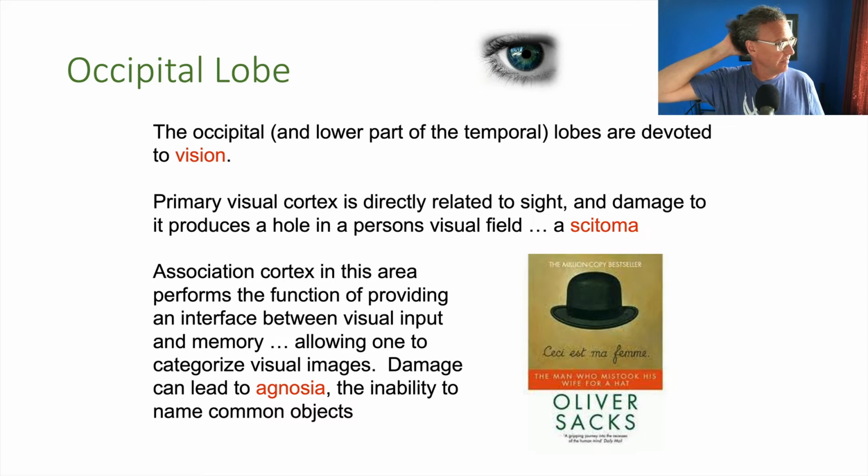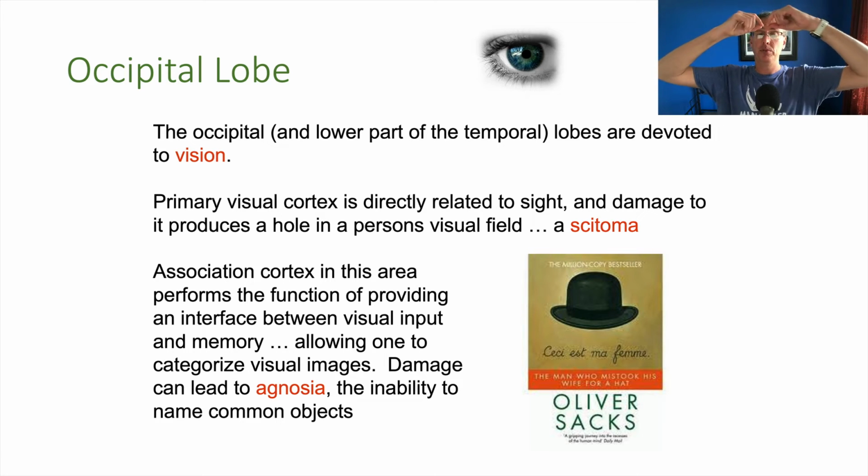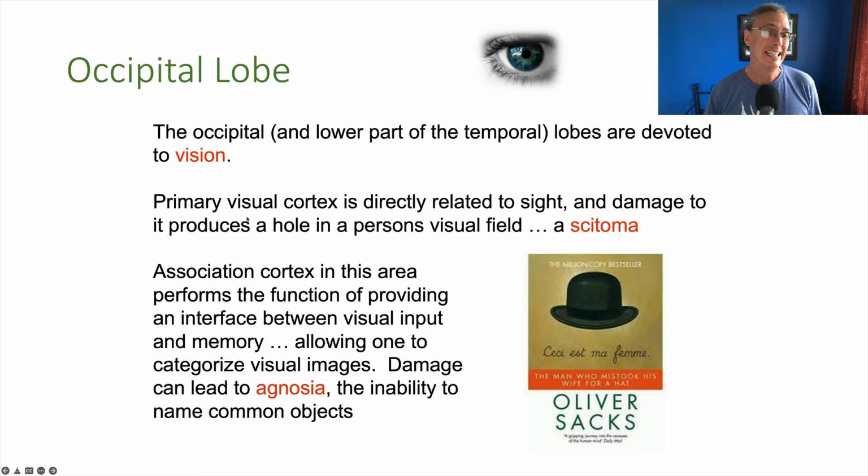It's at the back of the brain. Notice I say there's a little bit of vision also in the temporal lobe. We'll come back to that. But for the most part, the occipital lobe is where our processing of the visual world happens. Information comes from our eyes and goes right to the back of our brain and hits what we call primary visual cortex. This is directly connected to sight.